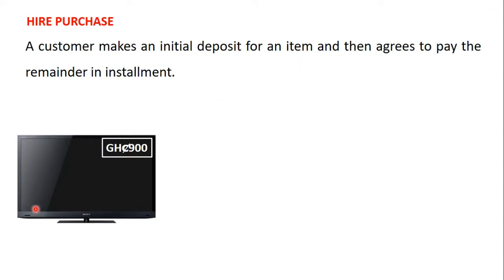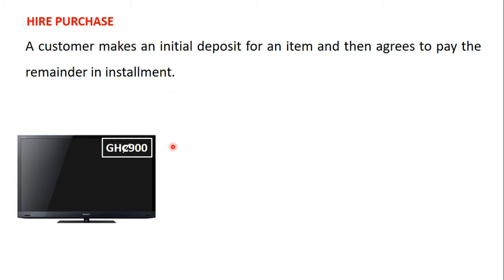Kofi saw this television in a shop. The television cost 900 Ghana cedis. He wanted to buy it, but he did not have enough money to pay for the 900 Ghana cedis in full. So, the shop allowed him to make an initial deposit and then pay the remainder in installments. This means that the shop allowed him to pay part of the 900 Ghana cedis and then divided the remainder into equal parts so that he could pay it at the end of a given period of time. Buying an item in this way is referred to as hire purchase.